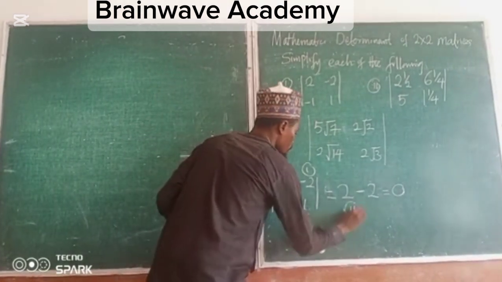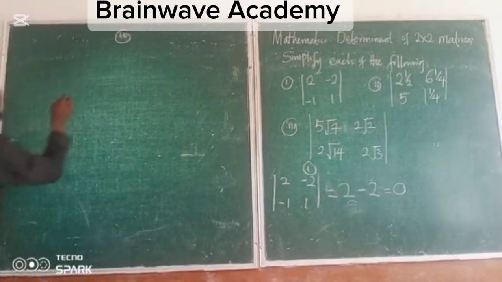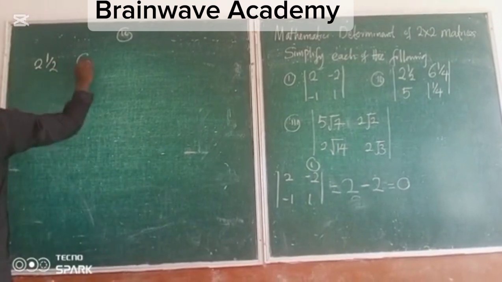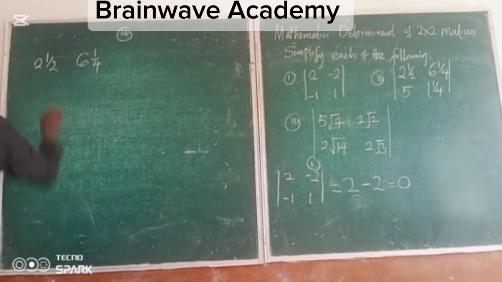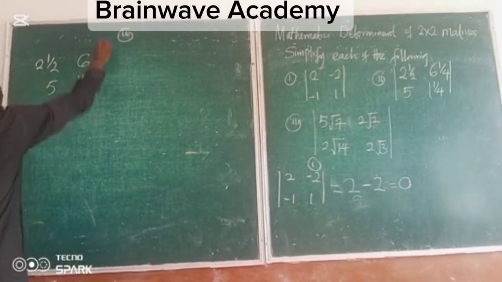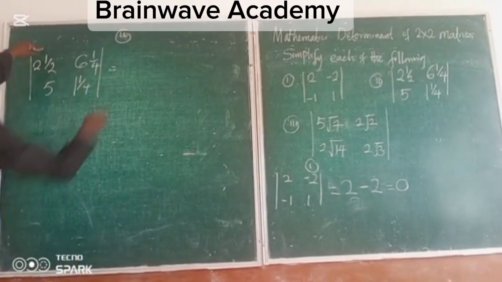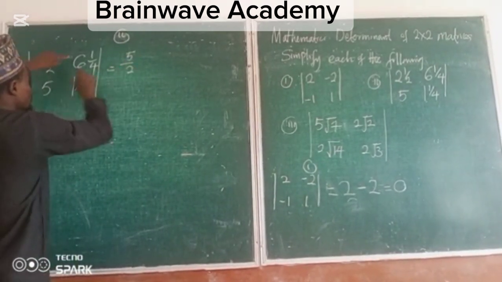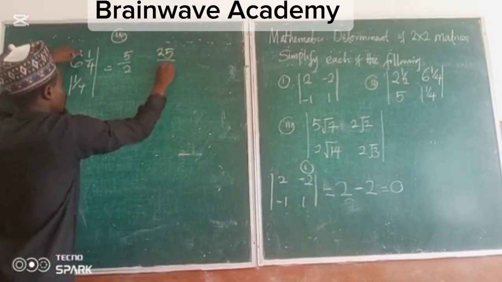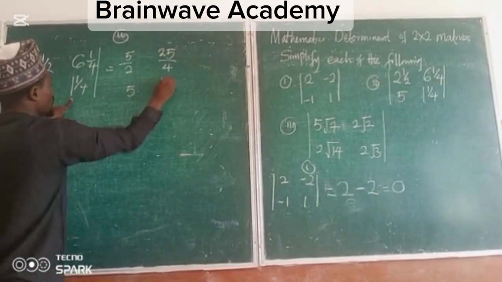Then for 2, let me write it here. We have 2 whole number, 1 over 2, 6 whole number, 1 over 4, 5, and 1 whole number, 1 over 4. So we have to convert these to improper fractions. 2 times 2 is 4, plus 1 we have 5 all over 2. 6 times 4 is 24, plus 1 is 25, all over 4. Then here is 5. Then 1 times 4 is 4, plus 1 we have 5 all over 4.